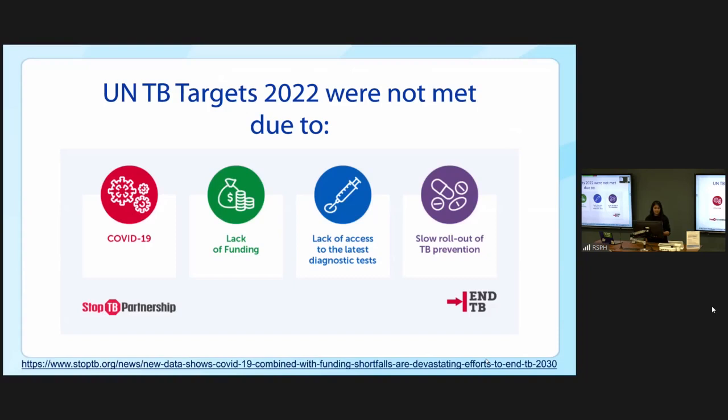Lack of funding seems like a perennial problem, but it has become more pronounced as we have had an increasing number of competitive priorities in the global health landscape to fund. A lack of access to the latest diagnostic tests, which again alludes to the interest in R&D investments as well as treatment, prevention, and diagnostics. And then slow rollout of TB prevention, which links back to health system strengthening, the capacity of health systems to follow through on these plans.